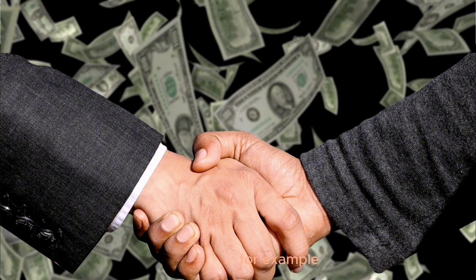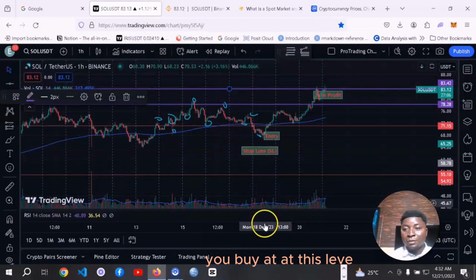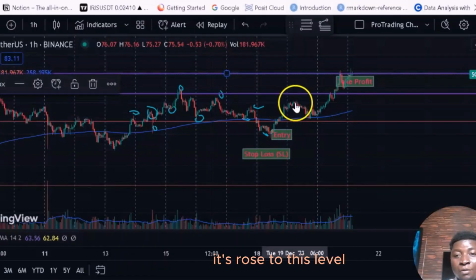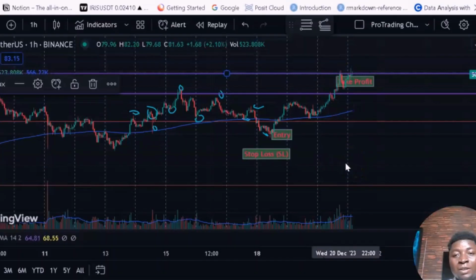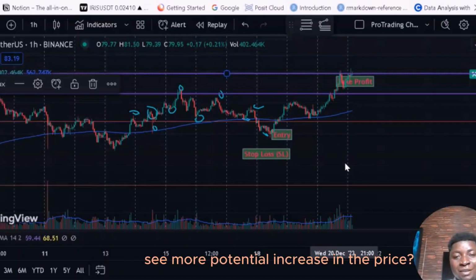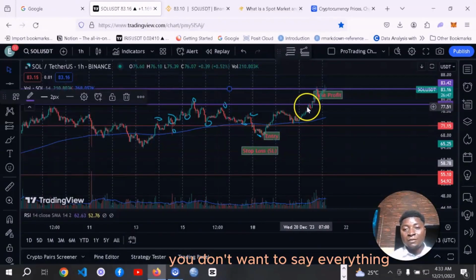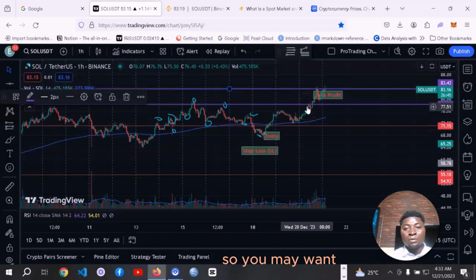For example, say you bought at $65.25, and it rose to this level, and this level, and this level. Then what if there's still more potential increase in the price? For example, now you bought Solana at this level, you don't want to sell everything, so you may want to sell some and leave some. So how do you maximize the profit?